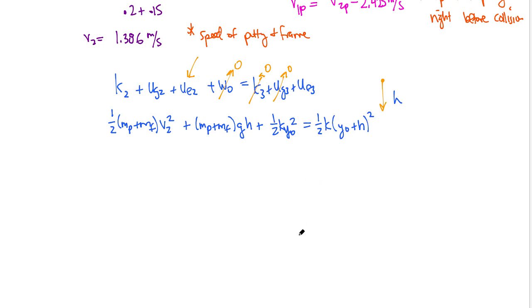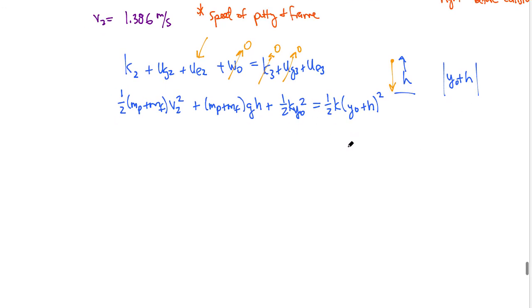So, actually, let's go back and double check real quick. So H is some positive distance. So H is measured up from here. And so our stretch is just going to be whatever Y naught is plus H. So what we really want to think of here is Y naught plus H is like an absolute value. So just be careful there.